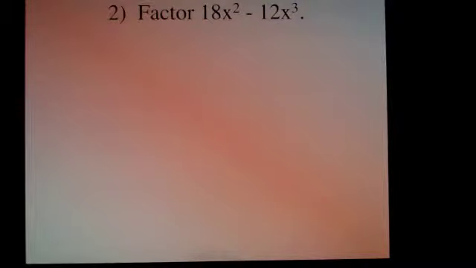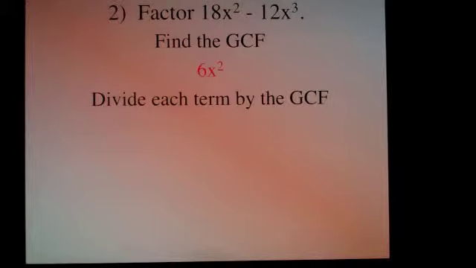Now try factoring 18x squared and 12x cubed. Of course, the first thing you have to do is find the GCF, and that would be 6x squared. Now we're going to divide each term by the GCF. So pause the video here and give this a try and see if you can divide the terms by the GCF and come up with the right answer.